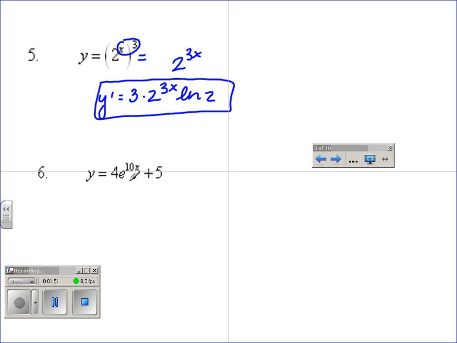Derivative of 4e to the 10x: the derivative of 10x is 10, so you're going to have 10 times 4e to the 10x. The derivative of 5 is 0, so this is simply 40e to the 10x.